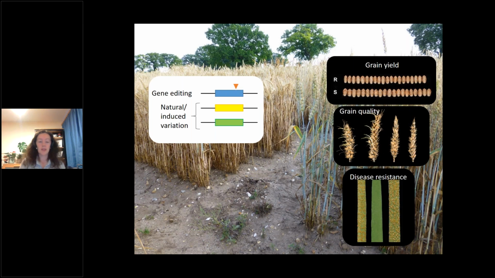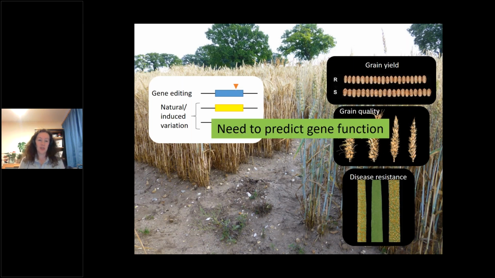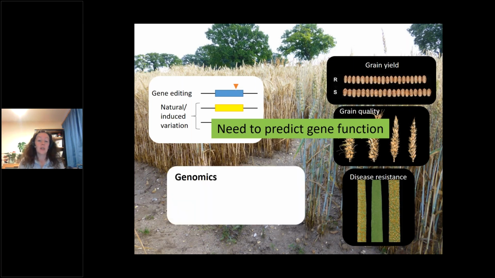But one of the main bottlenecks is how do you know which genes you want to edit, or find variation in, that will actually affect the trait you're interested in? To do this, we need to be able to predict gene function. Today I'm going to argue that genomics can be one key way that we can start predicting gene function. We can use information from pan-genome sequences, from the over 7,000 RNA-seq samples that are publicly available now through the Short Read Archive, and I think there'll also be increasing power of epigenetics to predict which genes will be important to target.